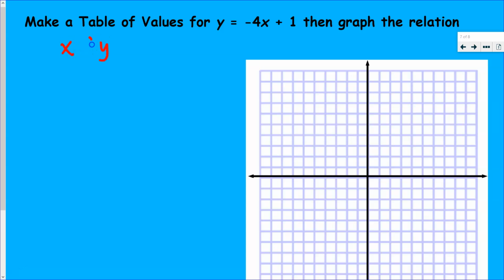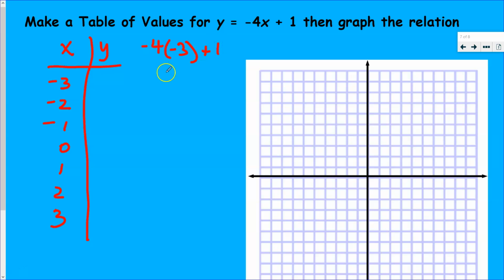That's our x and y. Okay. And I'm going to do a couple on each side of 0. So I'm going to do -3, -2, -1, 0, 1, 2, and 3. Okay, so all I'm doing is taking the x, substituting it into the equation, or relation, I guess we would call it.